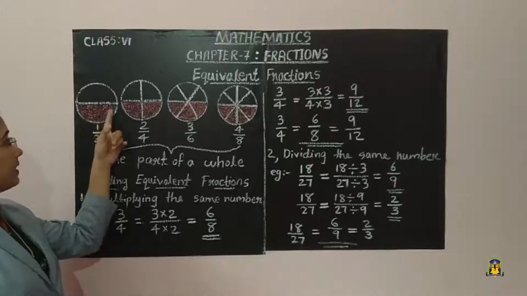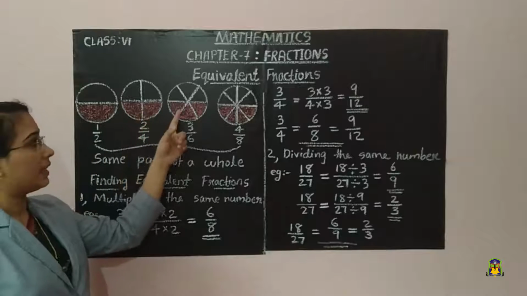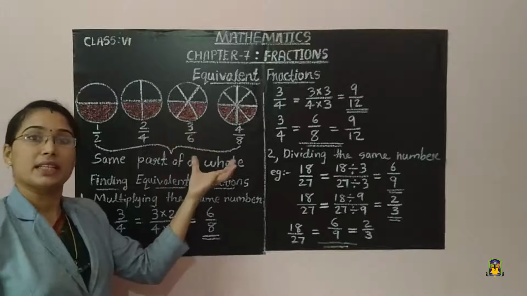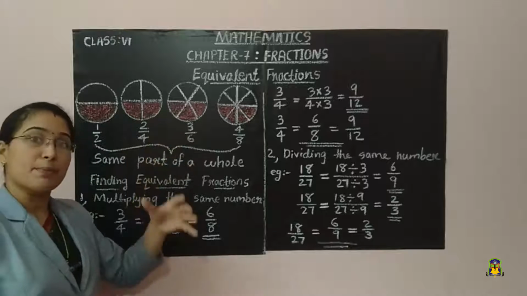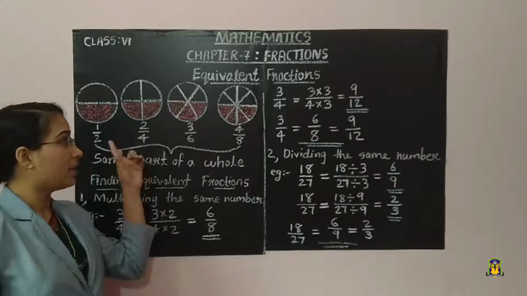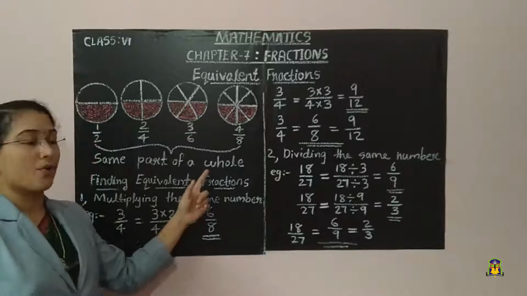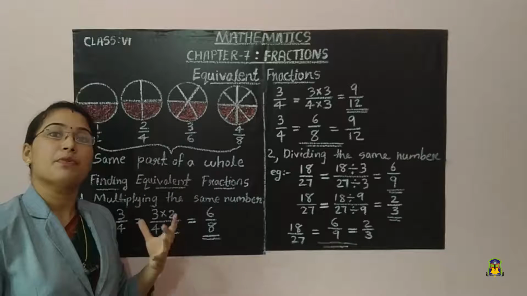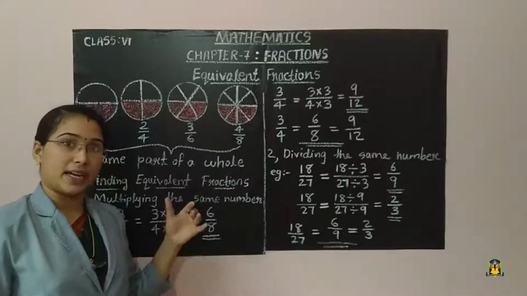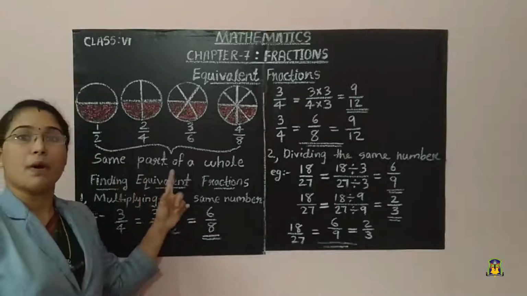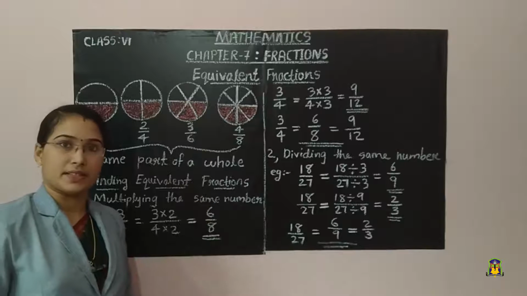Here you can see this is half of the circle. Here also half of the circle, and in all these figures we have taken half of the circle. So in these figures the images are different but the fractions represent the same part of a whole. So this type of fractions are called equivalent fractions. The fractions that represent the same part of a whole are called equivalent fractions.